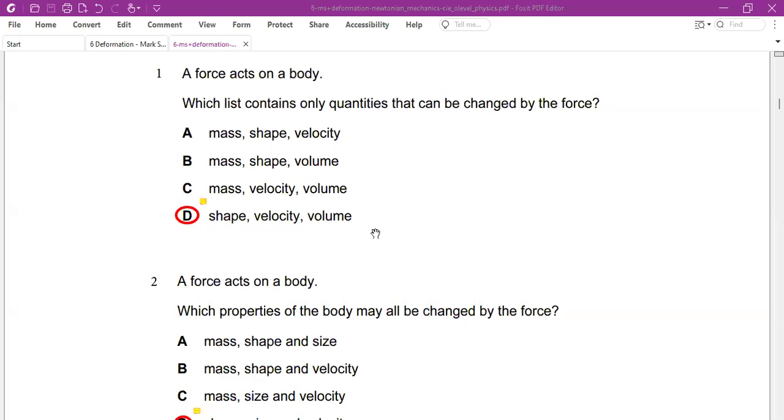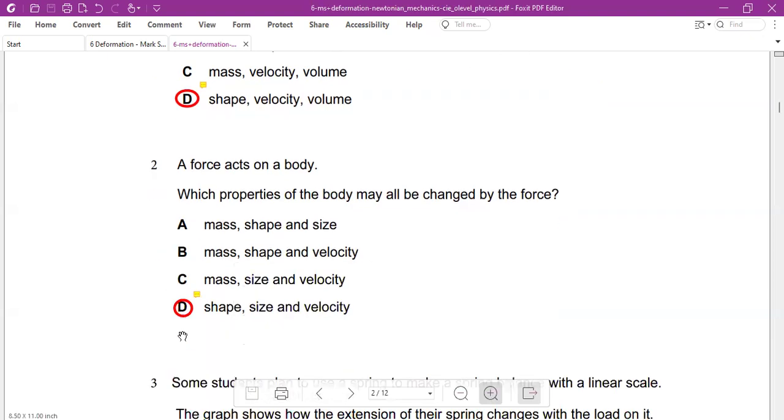So this is the elasticity questions, deformation, and this is the booklet with the answers and explanations. So question number 1, the force acts on a body. Which list contains quantities that can be changed? You can change the shape, velocity, and volume, but the first three choices are not applicable because the mass can't be changed.